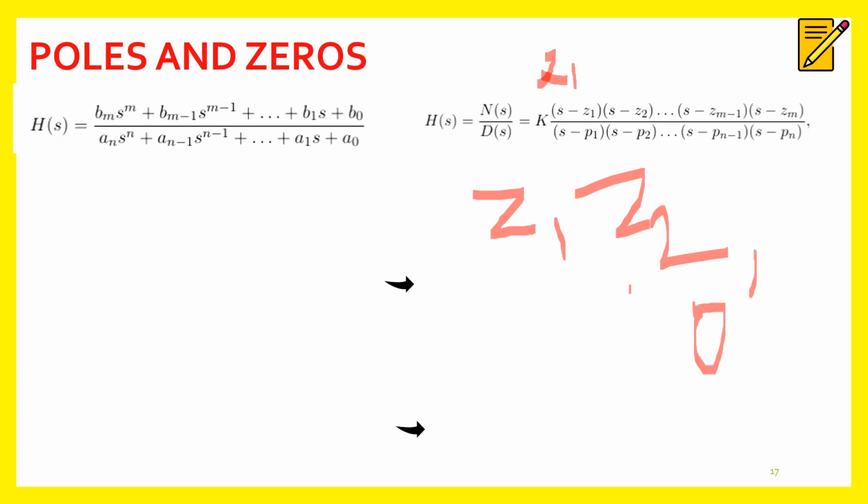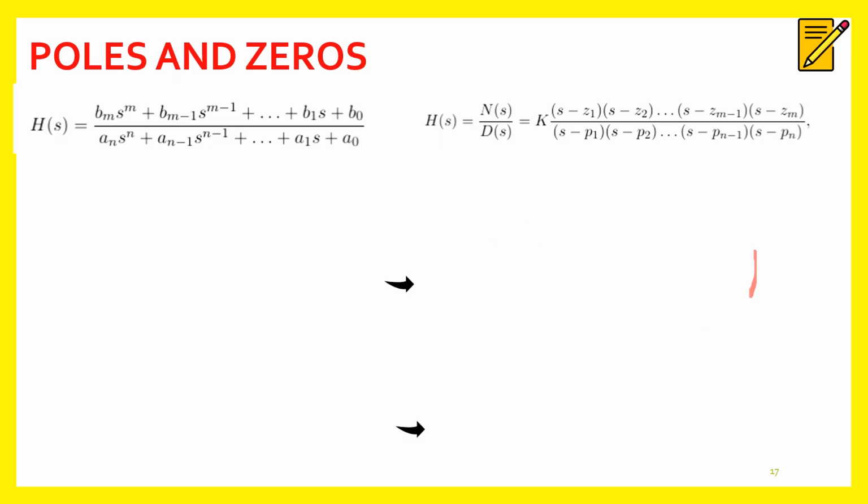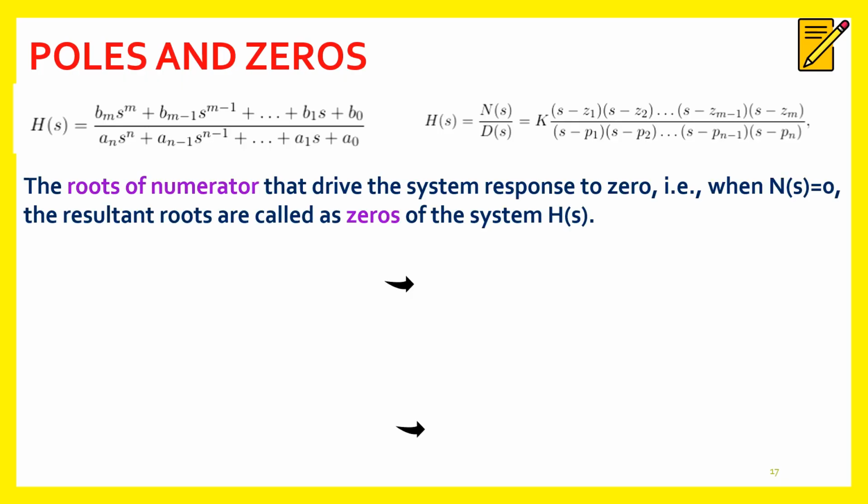That's why they are called zeros of the system. As it makes the overall system response 0, we call it a zero of the system. So the roots of the numerator that drive the system response to 0 are called zeros of the system.